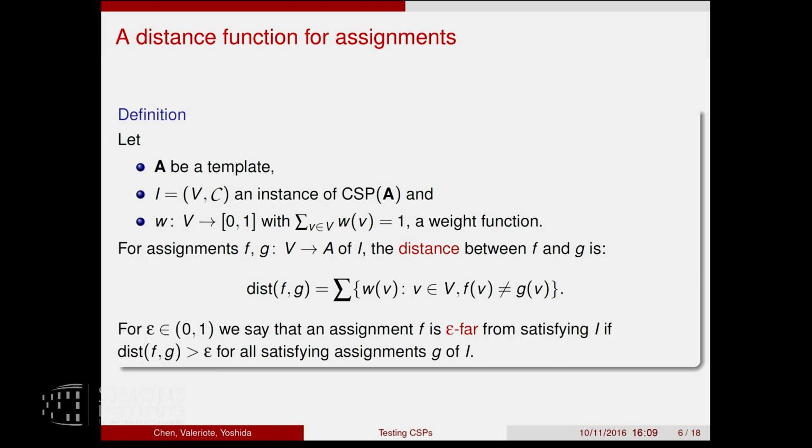So now we introduce another parameter, epsilon. It's our error tolerance, a number between 0 and 1. And we'll say that f is epsilon-far from satisfying the instance I if it's rather far away from any satisfying assignment. So it's not close in this sense to any satisfying assignment. Okay, so again, going back to our testing, we want to be able to distinguish with high probability functions that are satisfying versus those that are rather far away from any satisfying assignment.